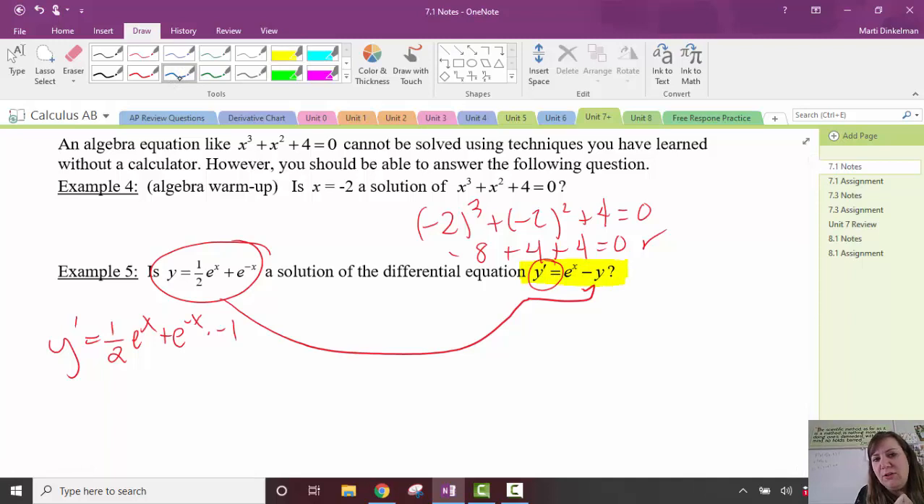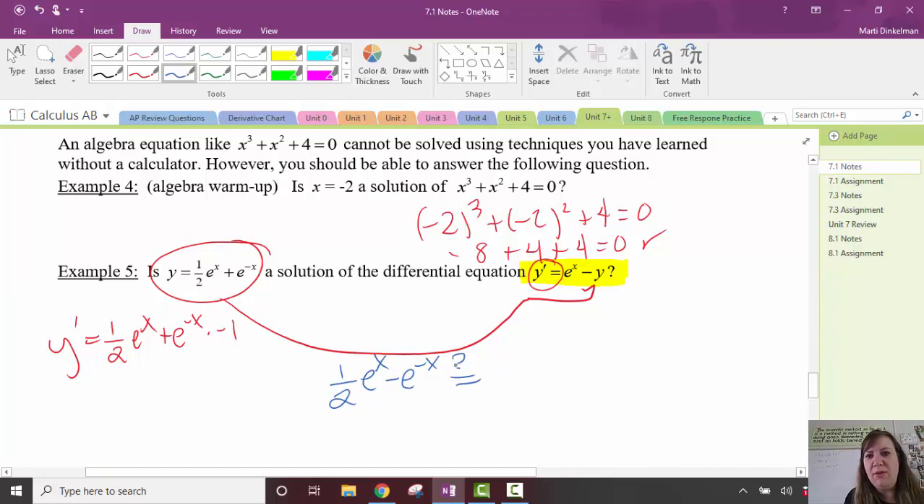That's the differential equation. So on the left-hand side, I'm supposed to put y prime. So 1/2 e to the x, minus e to the -x, equals. And this is kind of our question mark, right? We're hoping they're equal, but we're just going to double check. It's going to equal e to the x minus the original y. So let's see how that works out for us.